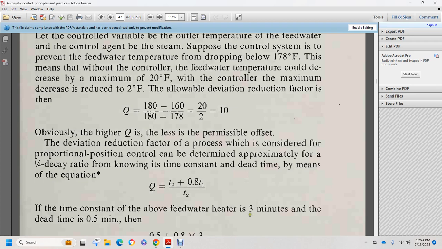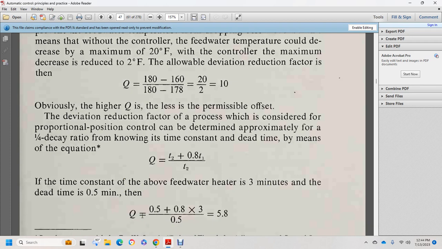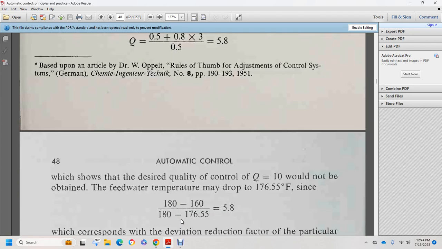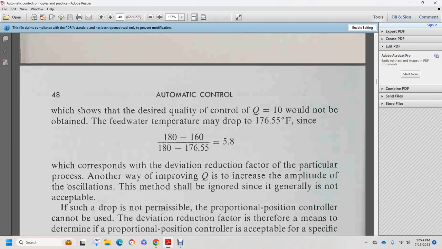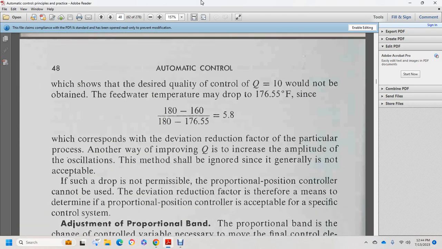The time constant of the feed water heater is 3 minutes and the dead time is 0.5, so Q is then 0.5 plus 0.8 times 3 divided by 5. With the desired quality of control of 10, the feed water temperature may drop to 176.55 degrees Fahrenheit, which would correspond to a deviation increase.